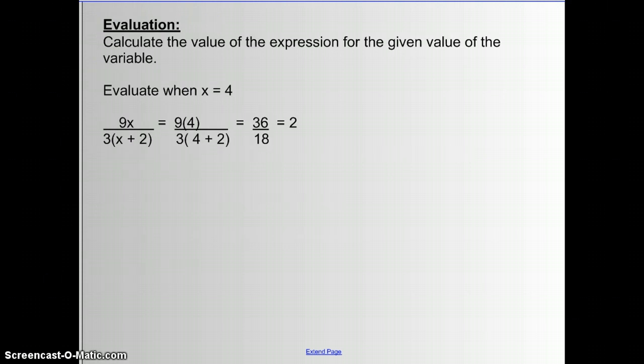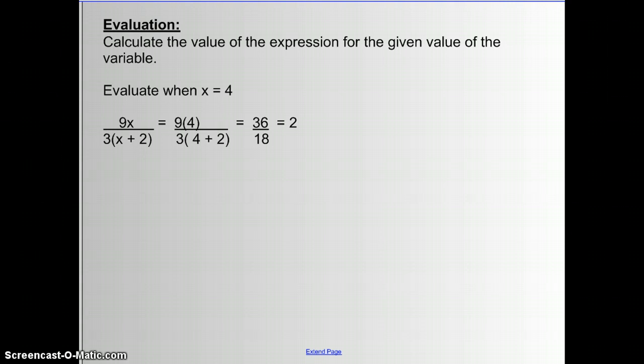Now let's evaluate this one. We're going to calculate the value of the expression for the given value of the variable. So this expression not only has all kinds of operations and grouping symbols, but it has a variable in it. They tell us that the value of the variable is 4, so we're going to substitute that in. The original problem is 9x divided by 3 times the quantity x plus 2. When x is 4, it becomes 9 times 4 over 3 times 4 plus 2.